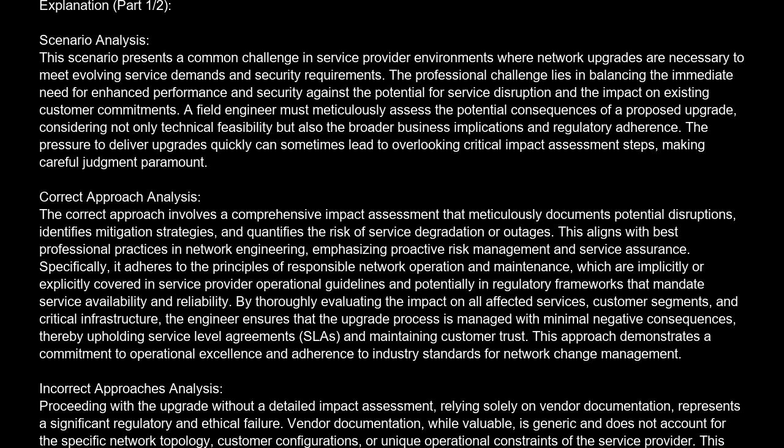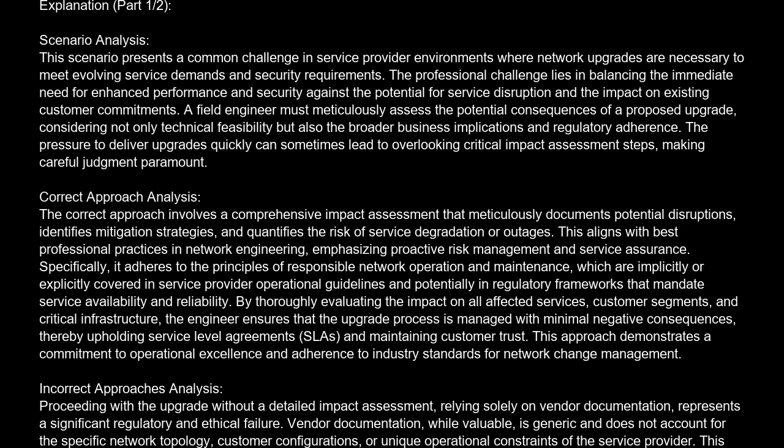Correct approach analysis. The correct approach involves a comprehensive impact assessment that meticulously documents potential disruptions, identifies mitigation strategies, and quantifies the risk of service degradation or outages. This aligns with best professional practices in network engineering, emphasizing proactive risk management and service assurance. Specifically, it adheres to the principles of responsible network operation and maintenance, which are implicitly or explicitly covered in service provider operational guidelines and potentially in regulatory frameworks that mandate service availability and reliability.